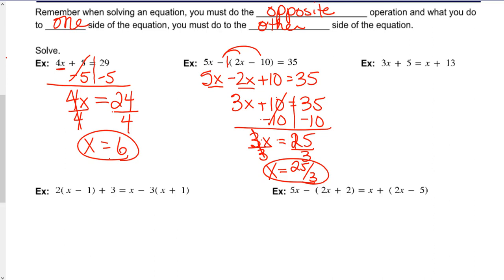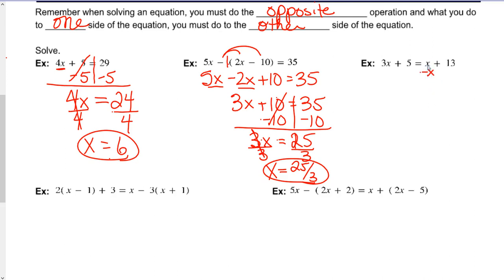Okay? All right, the next one. I've got x's on both sides, numbers on both sides, so we want to kind of separate that. We want to get the x's together, get the numbers together, and see what we have. So here, I'm going to choose, for whatever reason, I always like to get the x's on the left, so I'm going to bring this x over by doing the opposite.